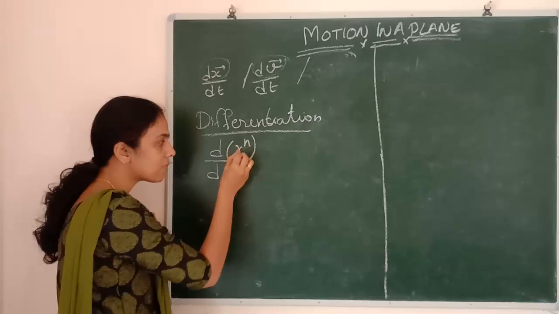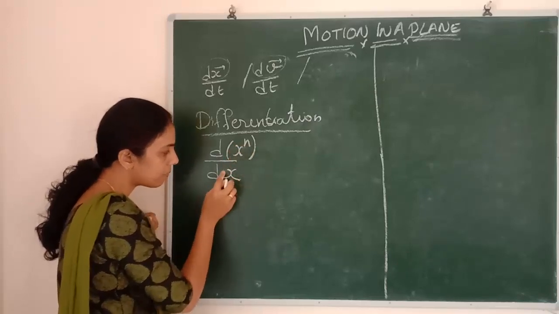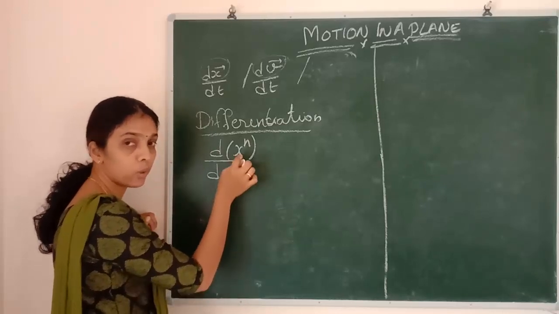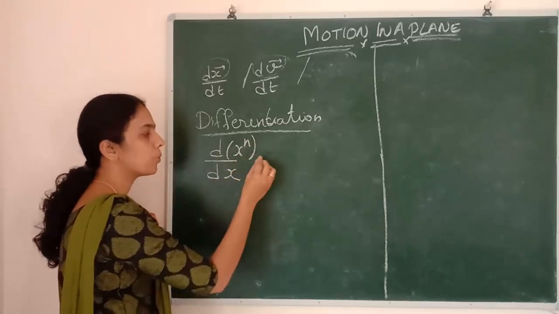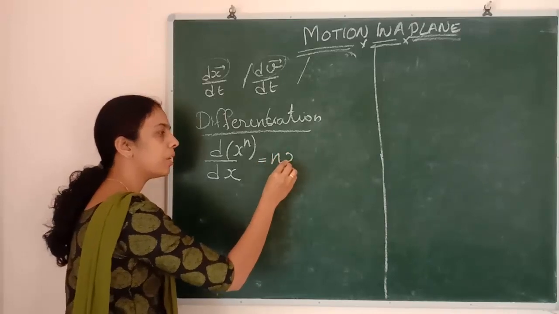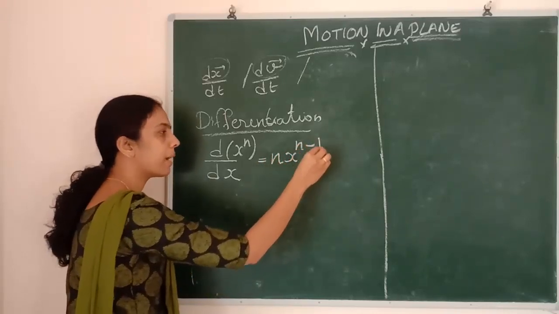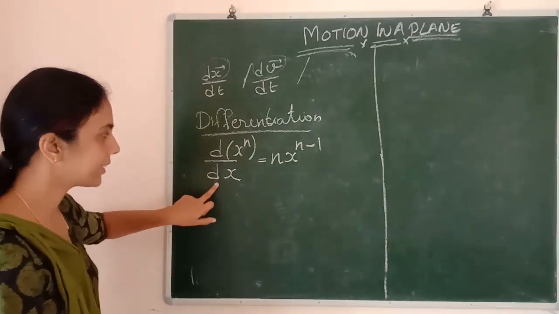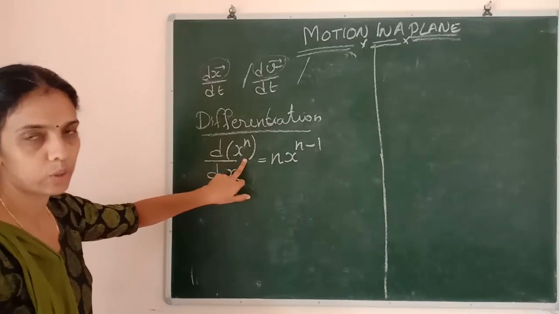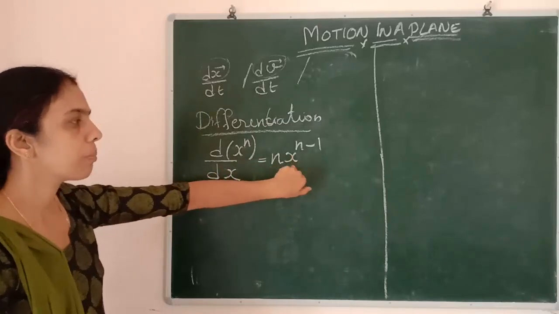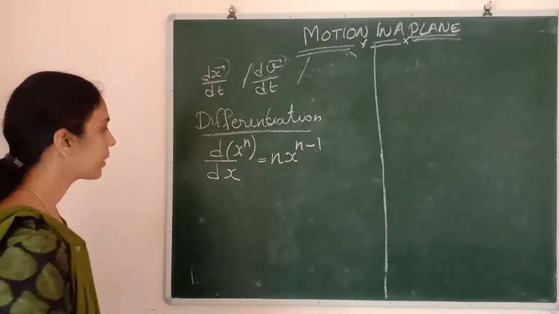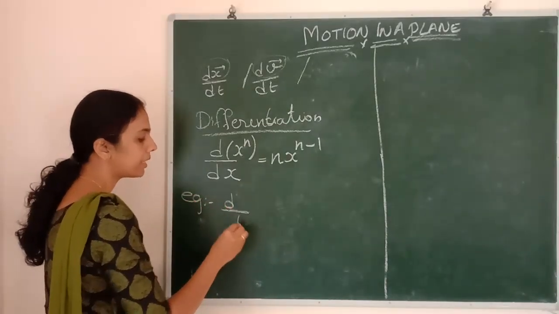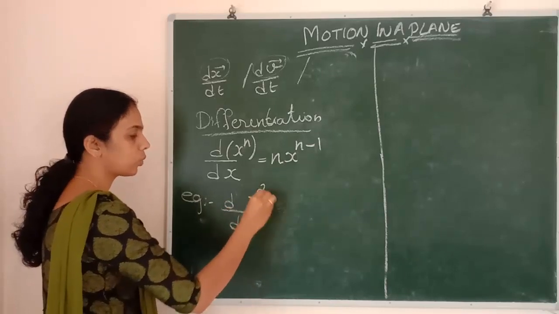So this function should have a factor which is depending on x. Then only we can differentiate. So it equals n into x to the power n minus 1. This is the formula. d by dx of x to the power n equals n into x to the power n minus 1.